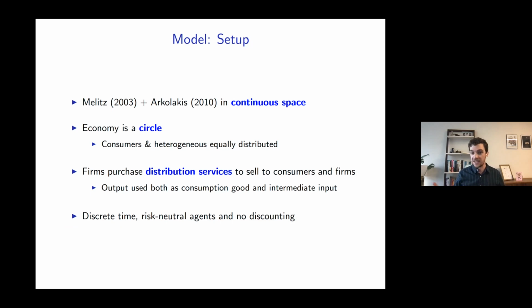And that's really important to capture the fact that we have this roundabout production, and so the share of sales isn't actually a good approximation to the aggregate importance of this cost. In basic housekeeping, time is discrete, agents are risk neutral, and we've got no discounting.